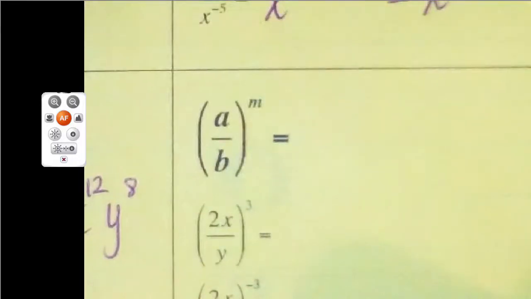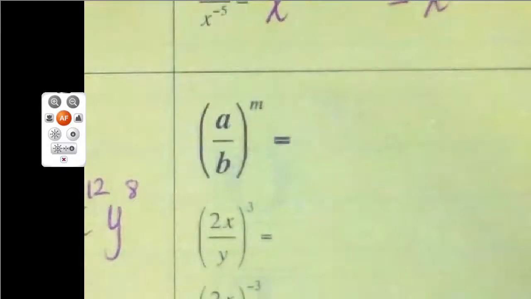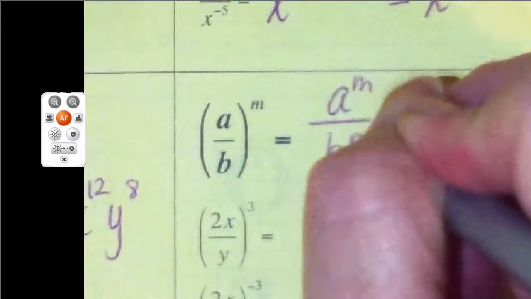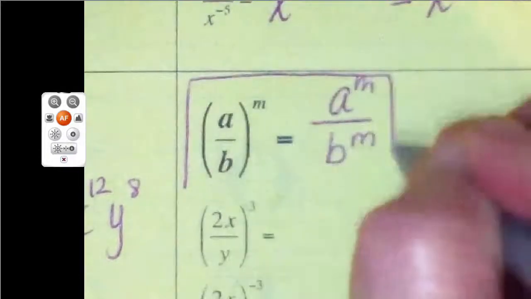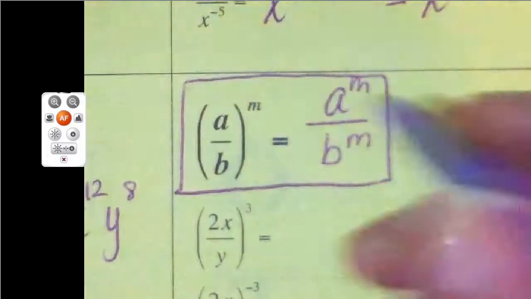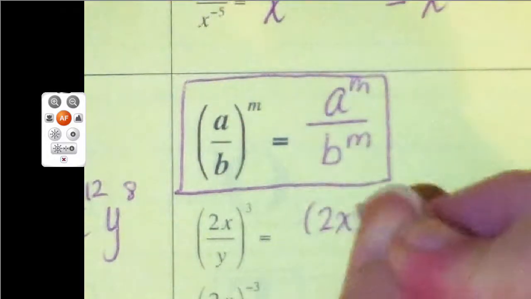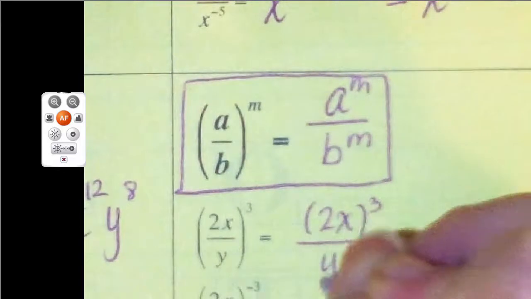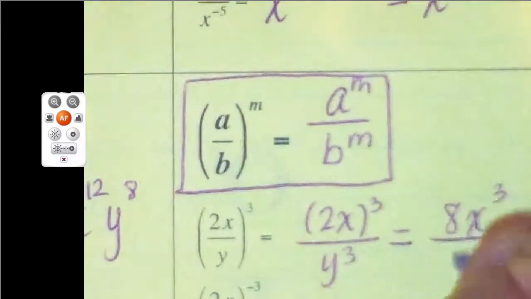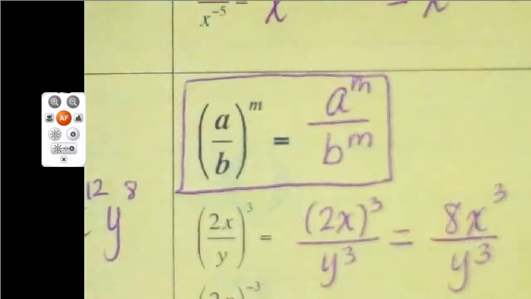Once again, math is consistent. There I was multiplying and raising everything to an exponent. When I divide, everything will be raised to the exponent again. So a over b to the m is a to the m over b to the m. So 2x over y all cubed is 2x all cubed over y cubed, which is 8x cubed over y cubed. 2 cubed is 8, you'll see that a lot.